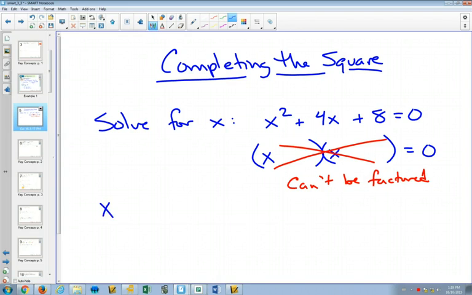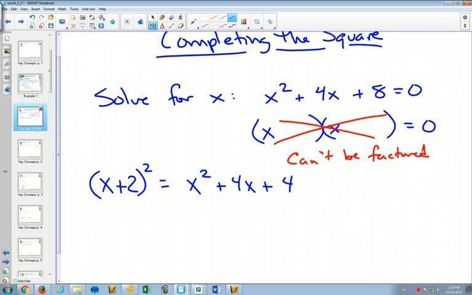However, I'm going to show you something. What's x plus 2 squared? If we multiplied it out and we FOILed it, we would get x squared plus 4x plus 4. Okay? You see how that's very close to what we have here. We have plus 8, we don't have plus 4. So maybe if we could somehow rewrite this or rearrange it, it's going to help us.